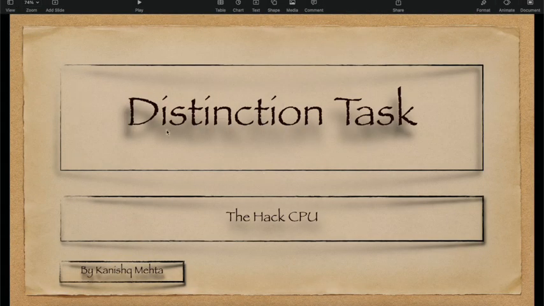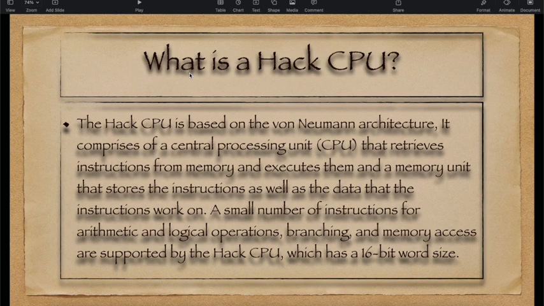Mehta. So today we will see the implementation of the Hack CPU. Let's begin. So what is a Hack CPU? The Hack CPU is based on von Neumann architecture and it comprises a central processing unit that receives the instruction from the memory and executes it.